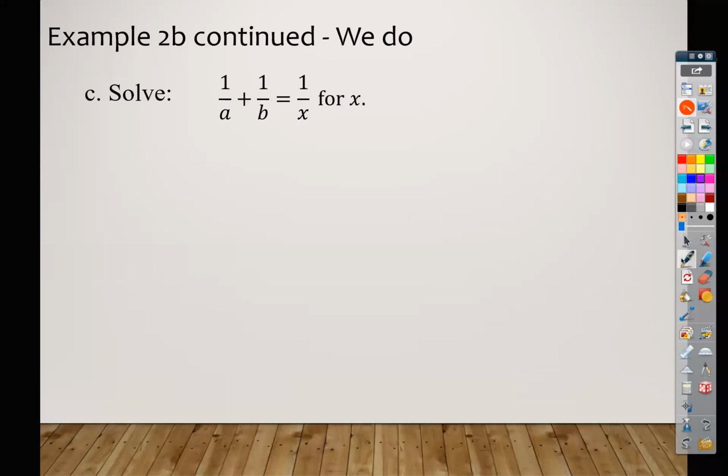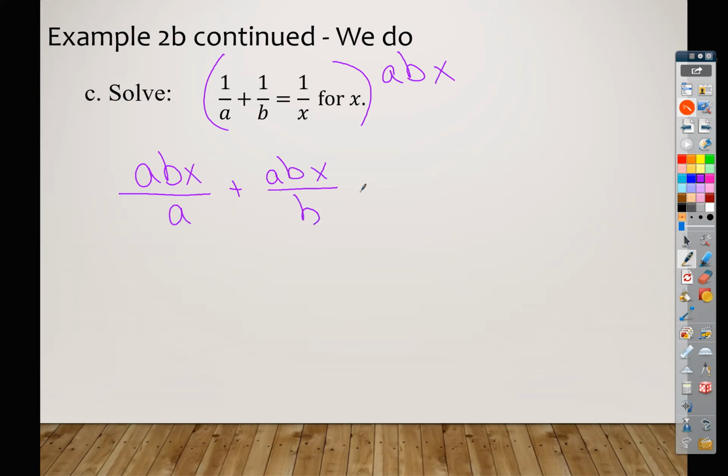All right, what is our least common denominator? Well, we have an a, a b, and an x. So if I multiplied each of these by a, b, x, all the numerators are 1, right? So it would be the same thing over each of these. Now let's simplify where we can. So my a's would cancel out here, my b's would cancel out, and my x's would cancel out. So I would be left with bx plus ax equals ab.